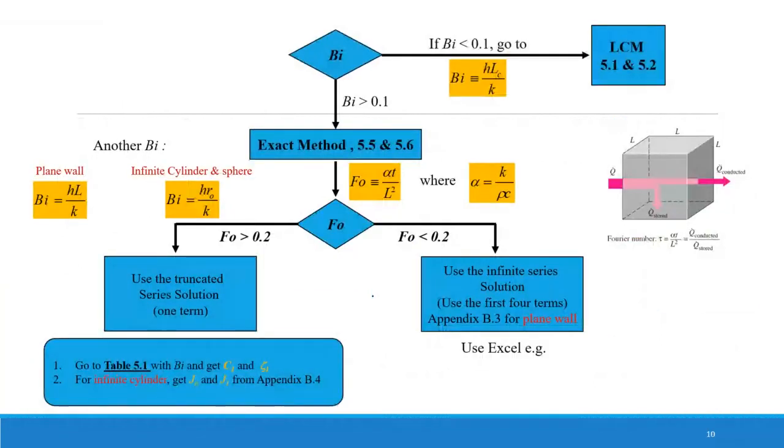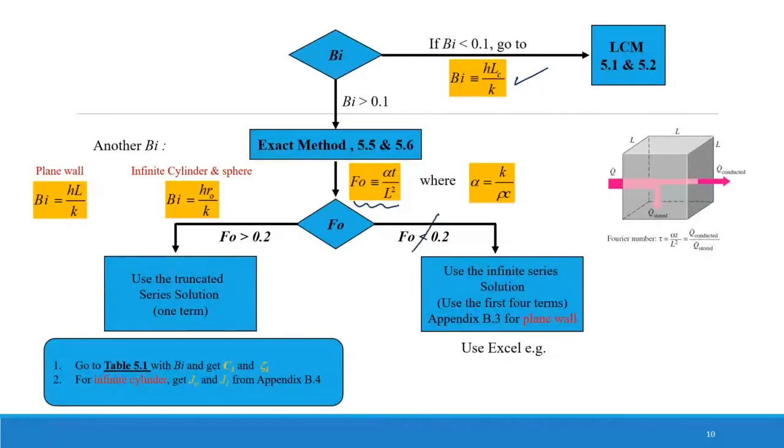Okay. Just to summarize what we have said, and then we're going to see the solution of these differential equations. First of all, when we have any problem that time is involved, you have to evaluate the Biot number. If Biot number is less than 1, go to the lumped capacitance method, sections 5.1 and 5.2 directly. First, you have to calculate Biot number. If Biot number is greater than 0.1, I have to go to the exact method, which you're going to see now. For the exact method, you have to calculate Fourier number first. If Fourier number is less than 0.2, you have to go to what I will call the complicated solution.